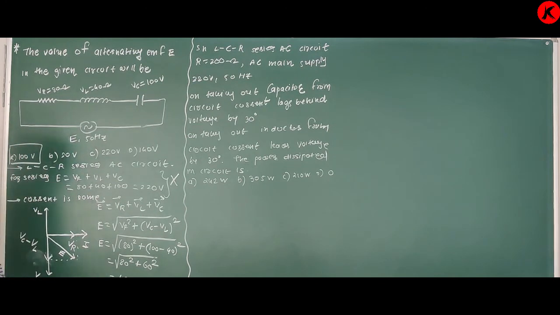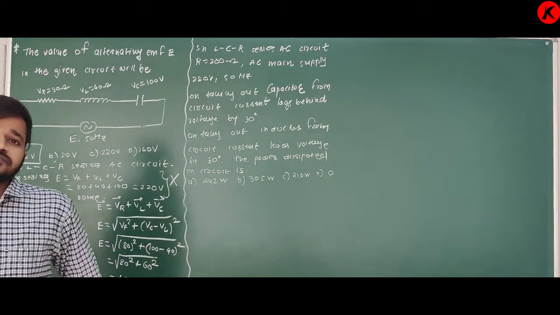Clear? So remember, you have to consider phase difference. You cannot add them directly. E is equal to VR plus VL plus VC. First of all, take the resultant of VL and VC, that is VC minus VL. Then you have two vectors, VR and VC minus VL. So according to law of parallelogram, E is equal to under root VR square plus VC minus VL whole square. You can easily calculate this question.